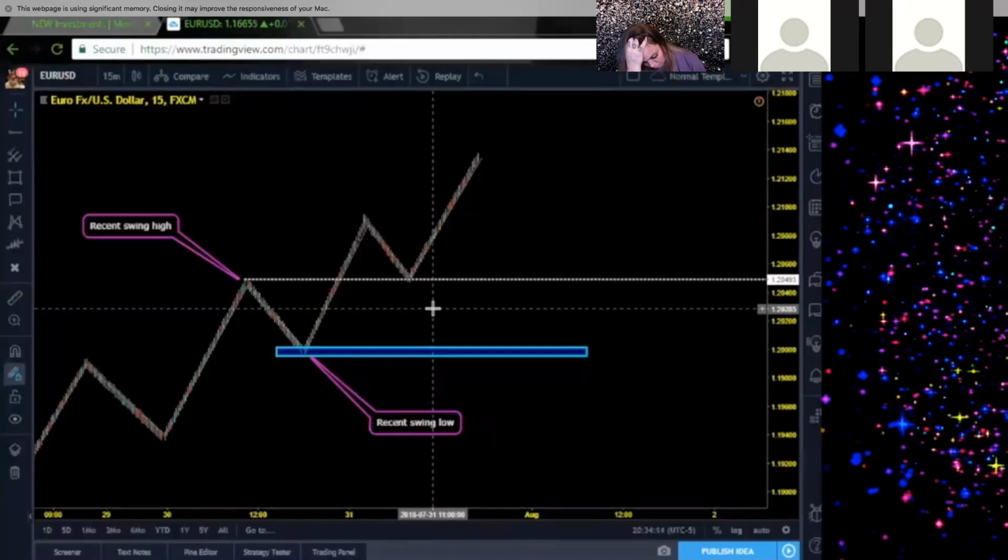I encourage you guys, go mark up all your support and resistance like you would traditionally do it, and then go mark the market structure and see which levels are more important. Okay, so guys, mark this down.